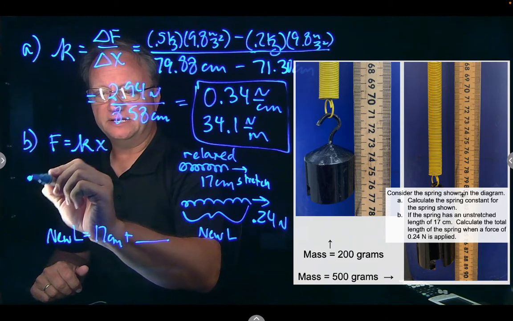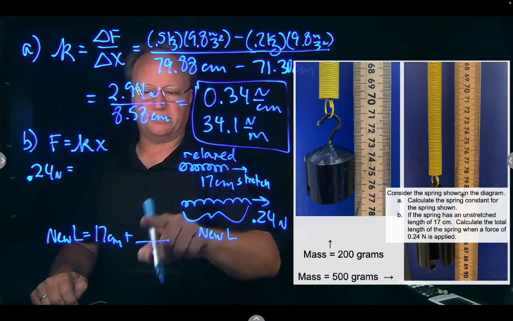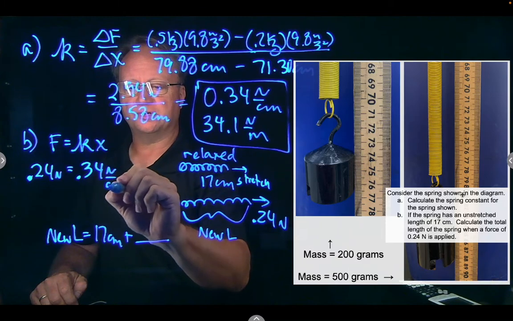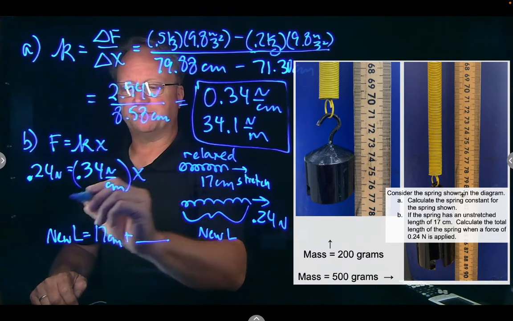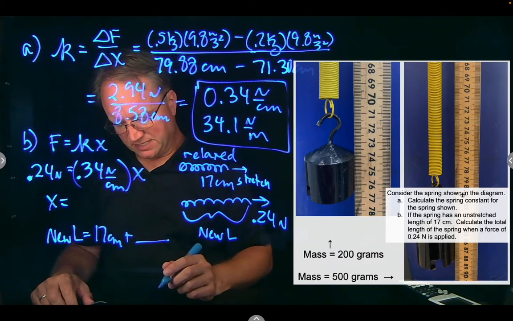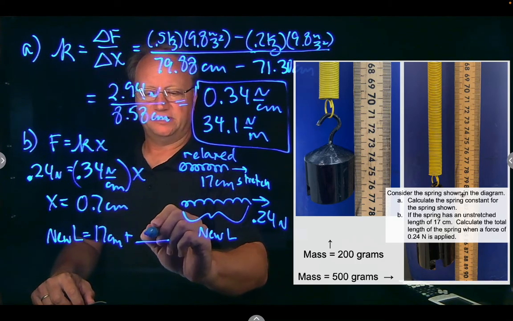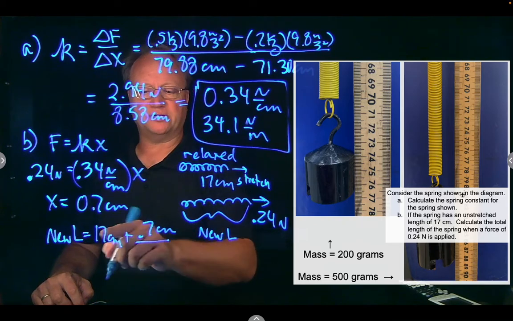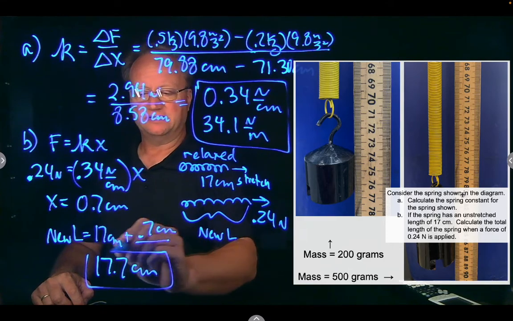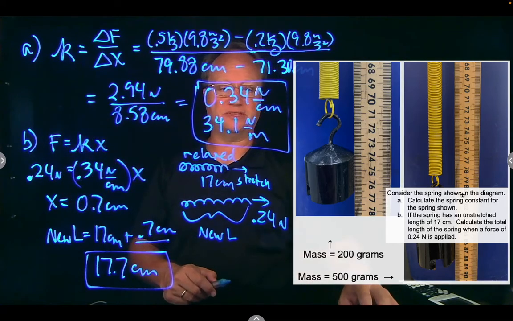So then plugging in 0.24 newtons is equal to, I'm going to use the value in newtons per centimeter since we're in centimeters here, 0.34 newtons per centimeter multiplied by x, and that'll give us how much that force stretches it, and I get a value of about 0.7 centimeters. So then if we add 0.7 centimeters here, our new length is going to be 17.7 centimeters.